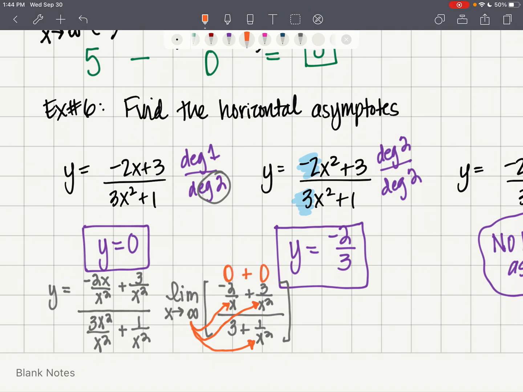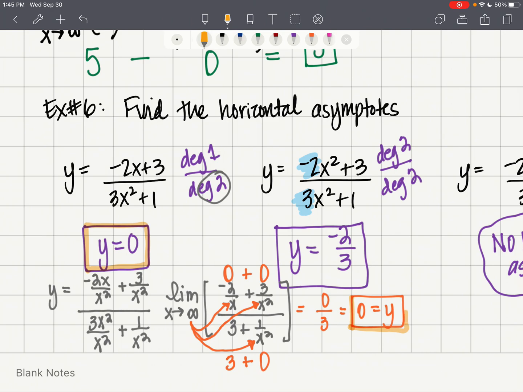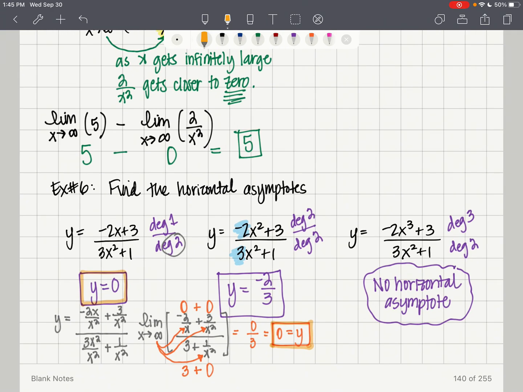In the denominator, we have 3 still, but then we're adding to it something that's going to become very insignificant, which we'll still call 0. So we have 0 over 3, which is 0. And that's equal to y. And that's how we got, most technically, y equals 0 for that problem. So you can see that the rule does work.